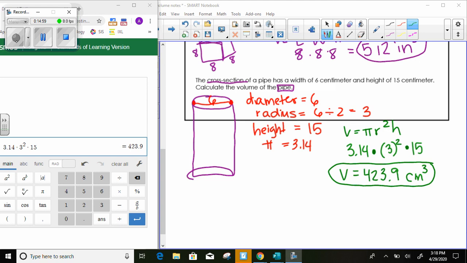Hopefully you were using the correct cylinder volume formula of pi r squared h. We know that pi is 3.14. Our radius for this problem is 3, and then our height was 15, and we calculated a total volume of 423.9 centimeters cubed.